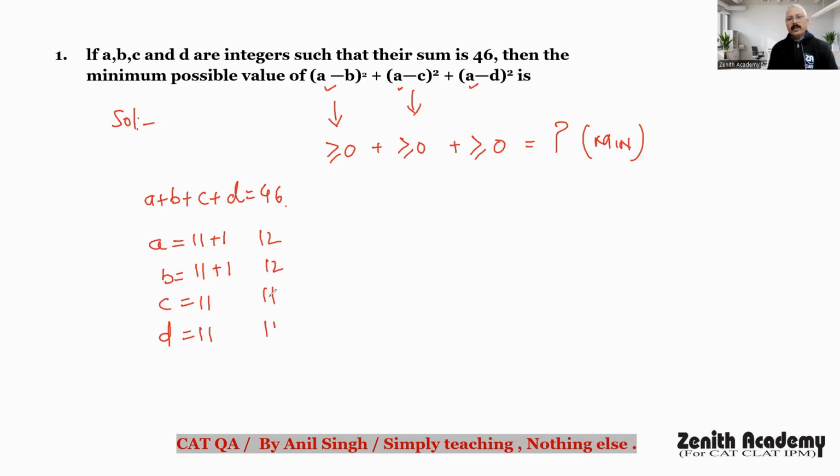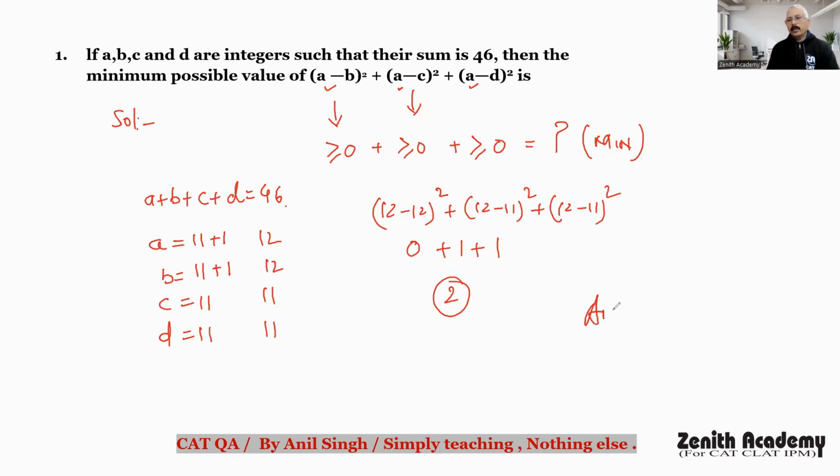So if I take A as 11 plus 1 and B as 11 plus 1, so it is 12, 12, 11, 11. And now in this case, we have (A minus B) square as 0, which means 12 minus 12 is 0. And here (12 minus 11) whole square and (12 minus 11) whole square. So it is 0 plus 1 plus 1, it is 2. So the minimum possible value of this expression is going to be 2. This is our answer. So very simple question.